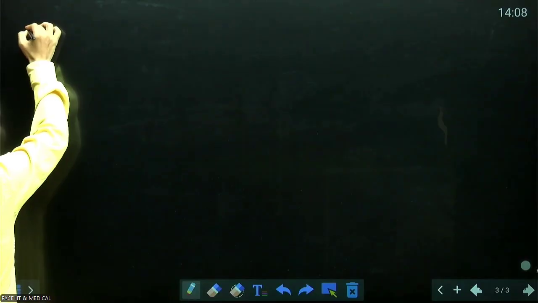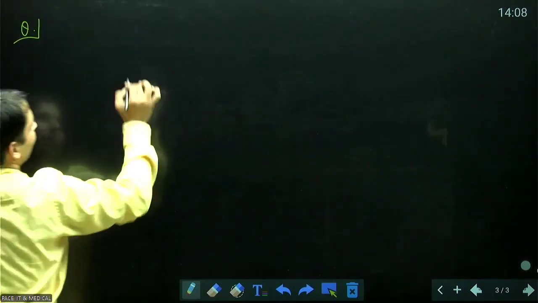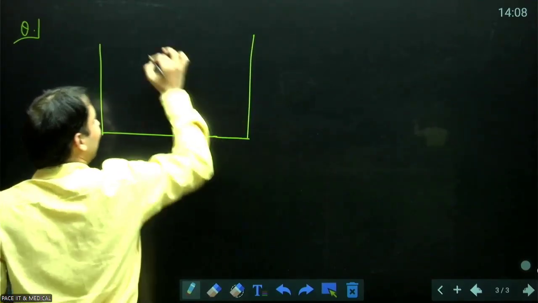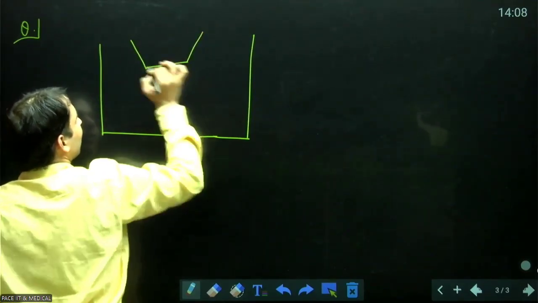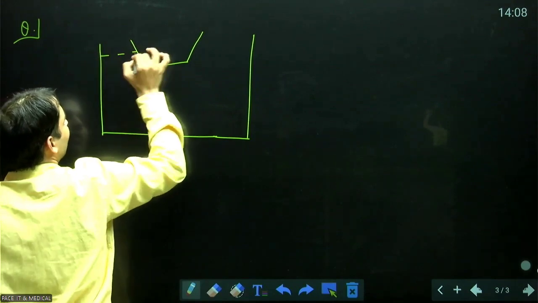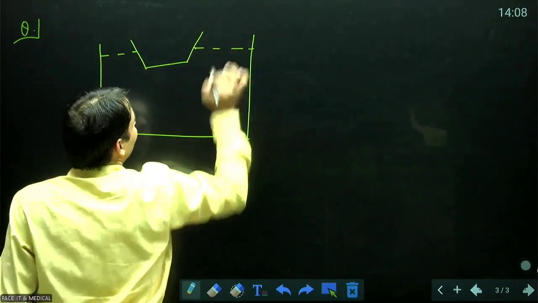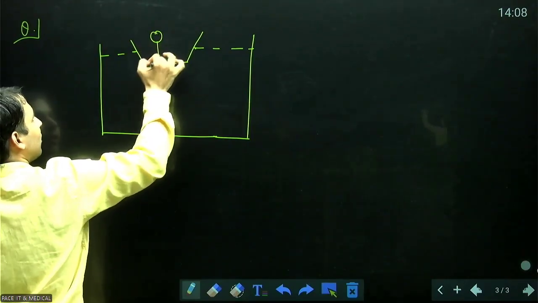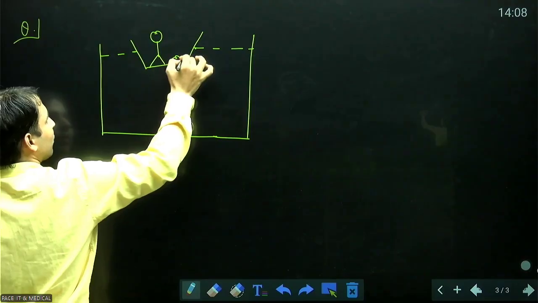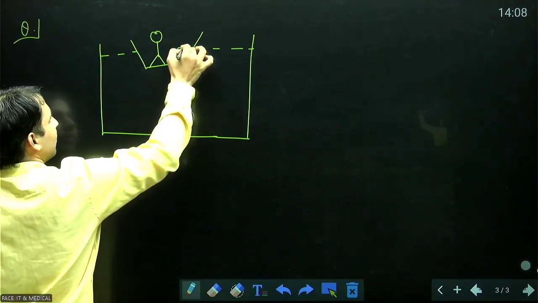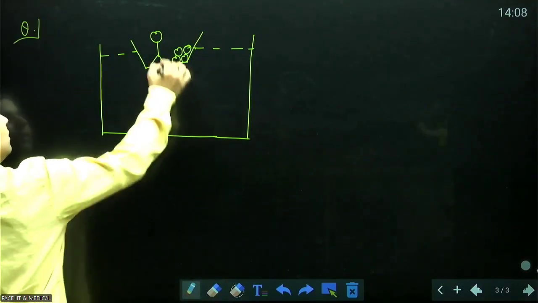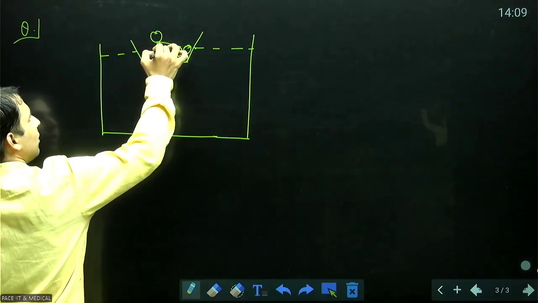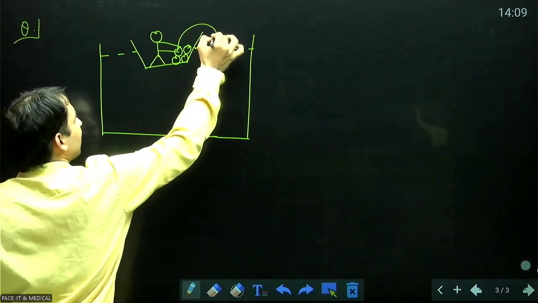So let's say this is a boat which is floating at the surface of water, right? There is a person in this boat and there are some stones. Okay. Now, this person throws the stones into water, right?